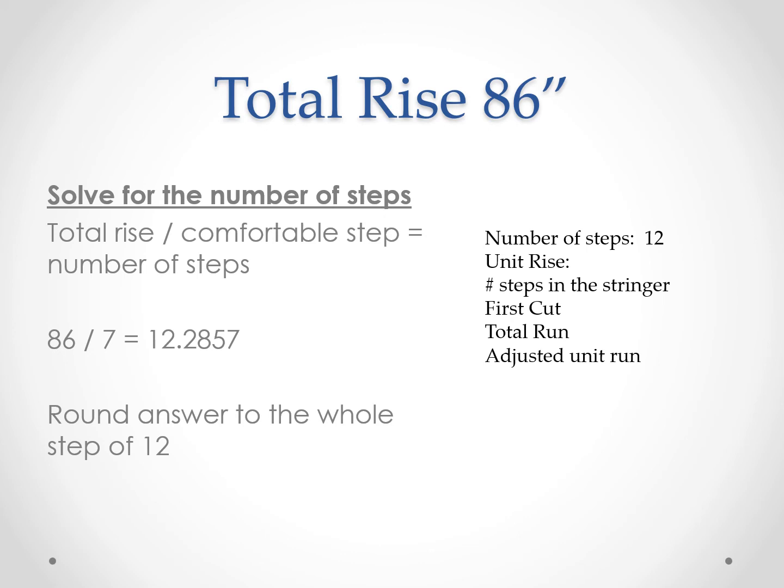gives us 12.2857, and I rounded the number right there because we really don't need to know the rest of it. Actually, what we need to do is round it to the whole number. So 12.2857 becomes 12. So the number of steps we have in this particular staircase with a total rise of 86 inches is 12 steps total.